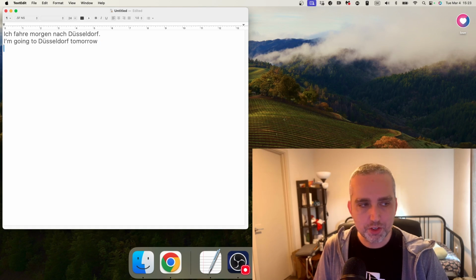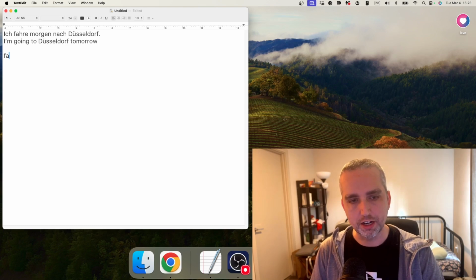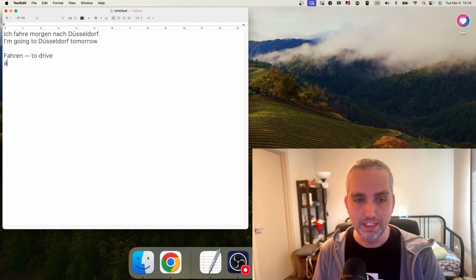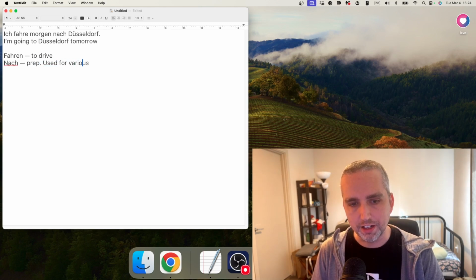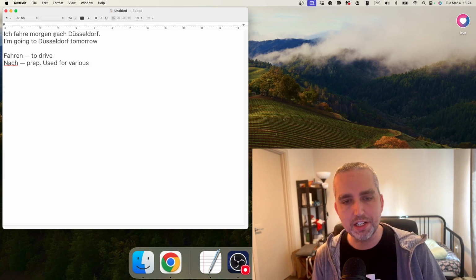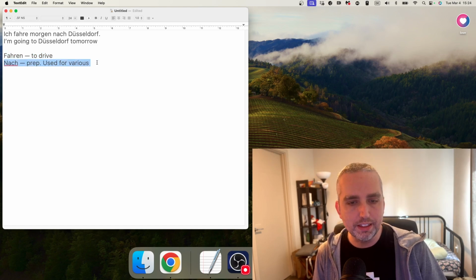Instead of memorizing, okay, we could have a flashcard where we have the infinitive fahren, and we know that means to drive. We could have another flashcard where we have nach, and then on the other side we put preposition used for various things. This is the problem, right? Rather than just seeing the context, we're having to be like, used for driving to cities and also used for the word after, and it just becomes completely mathematical at that point.